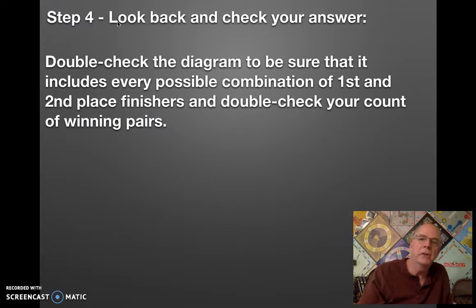So if we look back and check our answer, we double-checked our diagram to make sure that it included every combination of first place winners and then second place winners after that, and then just double-checked our count to come up with the 12 total possibilities there.